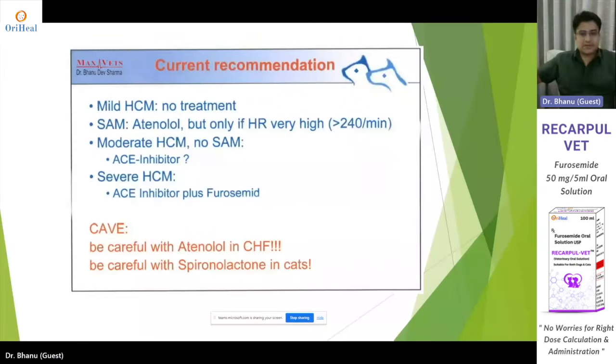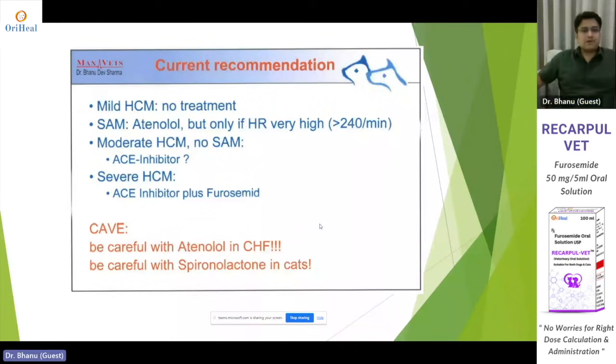So this is an important slide where it tells us about the current recommendations. In cases of HCM, if there is a mild HCM, if the wall thickness of the left ventricle is from 6 to 6.5 mm and the cat is asymptomatic, it usually does not need any treatment. You can just call them again after 3 to 6 months. You can again do the evaluation. You can tell them to check the respiratory rate at home, and that should be good enough.